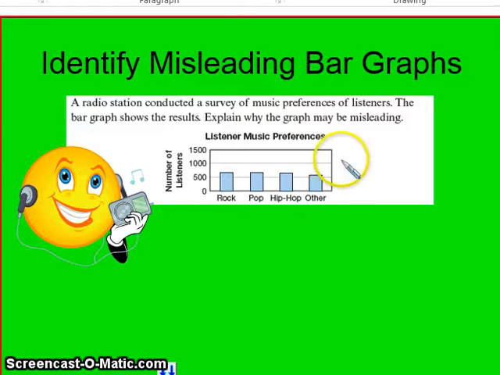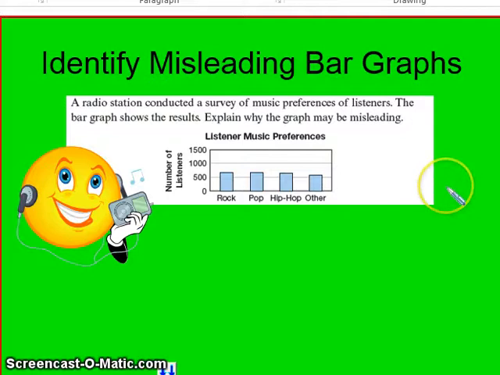Alright, so we look at this graph. It's listener music preferences for this radio station. Our independent variable is the type of music, and the dependent variable is how many people listen to it. So the type of music determines how many people listen. Now, all these bars here seem to be about the same size, which leads us to believe that about the same number of people listen to each type of music.